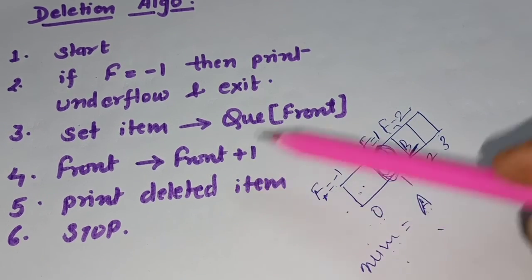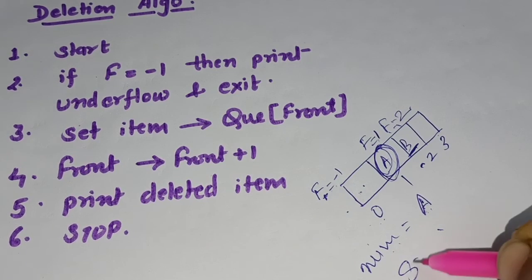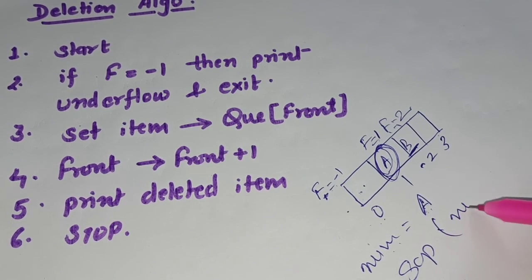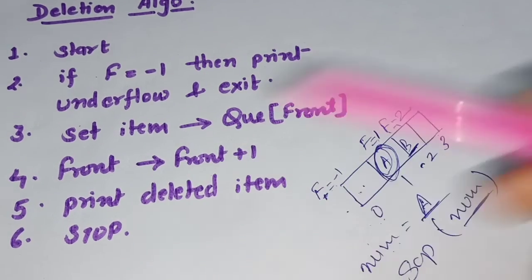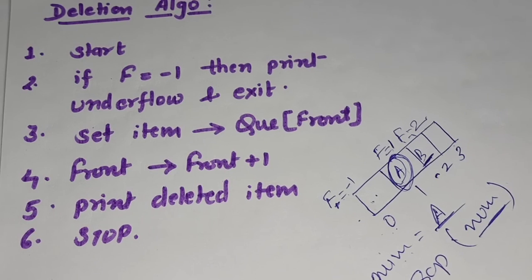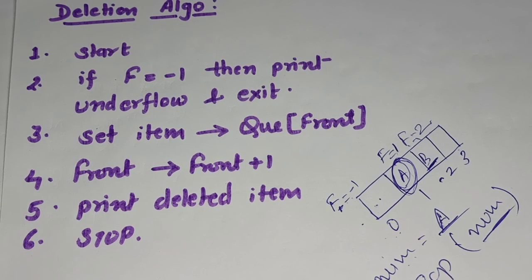After this, print the deleted item. Deleted item means you simply print num. So it will print the a value which we deleted here. And after this, we stop our algo. Okay, so this is the operation of deleting an element from the queue. Clear?